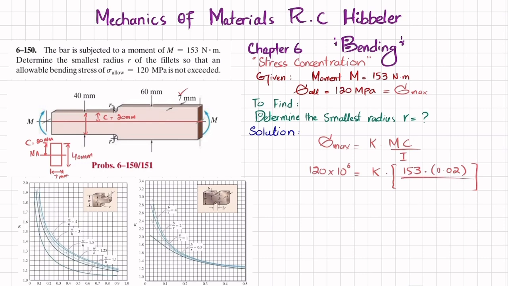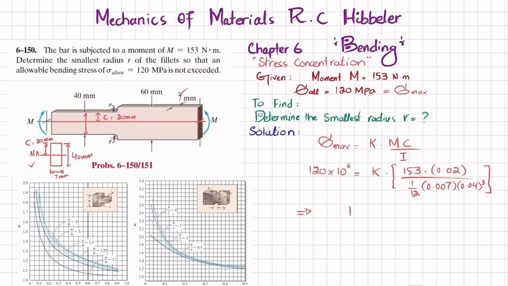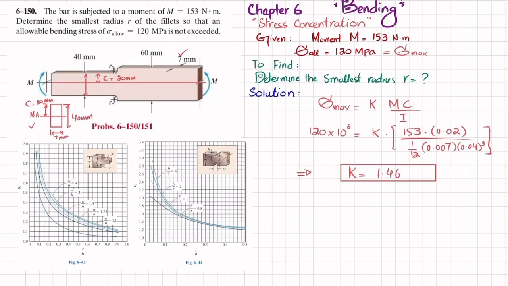And what about I for this cross section? So I is 1/12 BH cubed. B, the breadth, is 7 millimeter, which is 0.007, and height is 0.04 to the power 3. When you calculate it, you will get the value of K, which will be equal to 1.46. Now you have this value, and you can see that there is a fillet on this side. So we will use this case, and again from here we will calculate something.